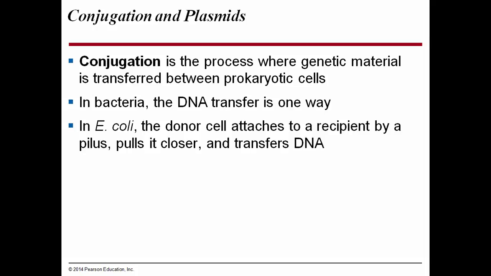Conjugation is the process where genetic material is transferred between prokaryotic cells. In bacteria, DNA transfer is one way. The E. coli donor cell attaches to the recipient by a pilus. The pilus pulls it closer and transfers the DNA.